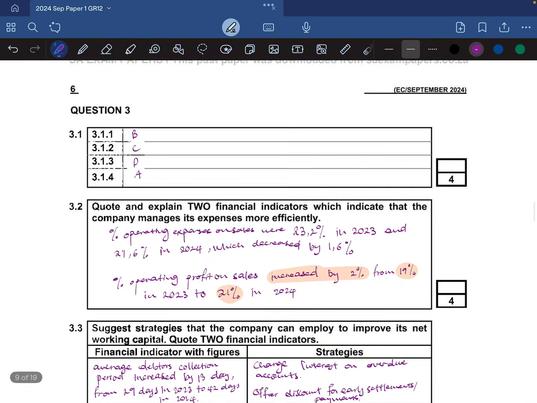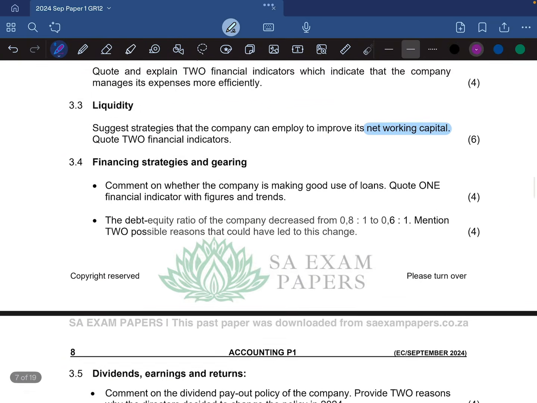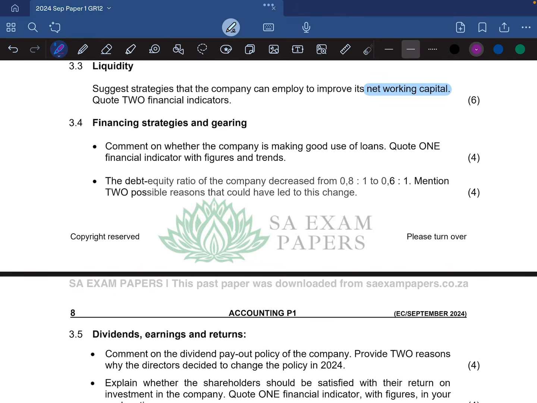Right, and then we're going to move on to 3.4. So 3.4 talks about financing strategies and gearing. Whenever we're talking about gearing, we're talking about liabilities and borrowing. The first bullet point of 3.4 says: comment on whether the company is making good use of loans. Quote one financial indicator with figures and trends.